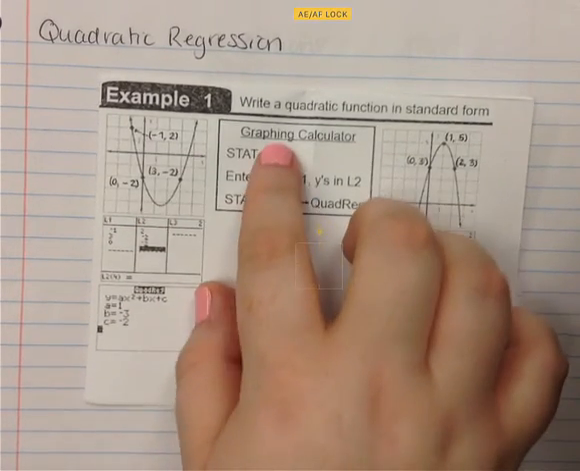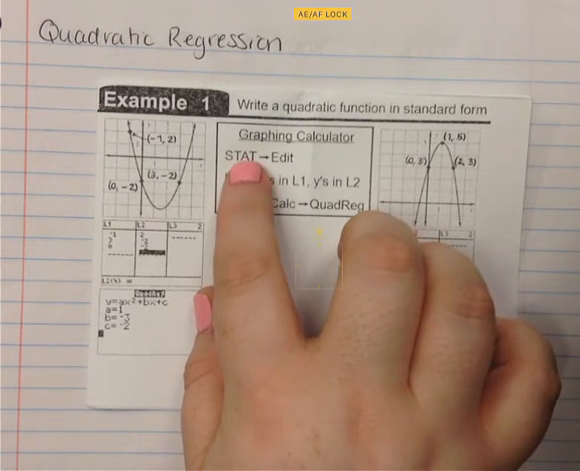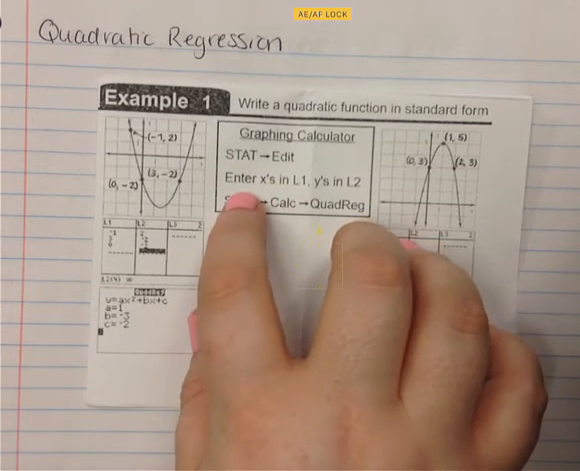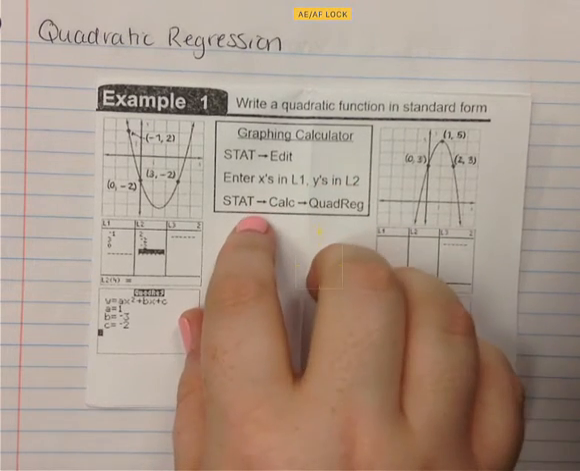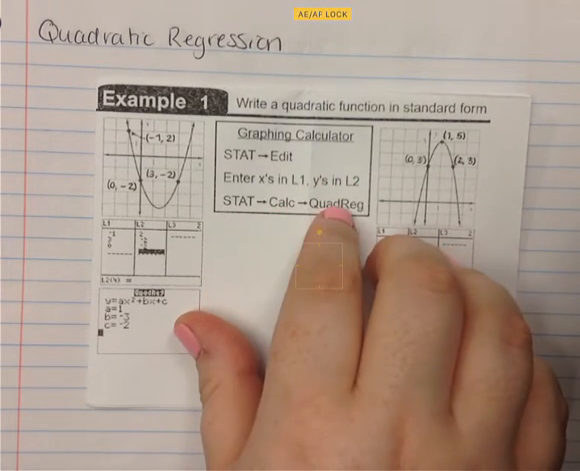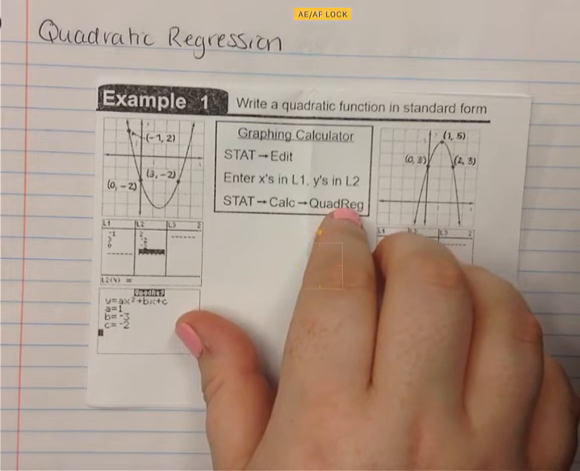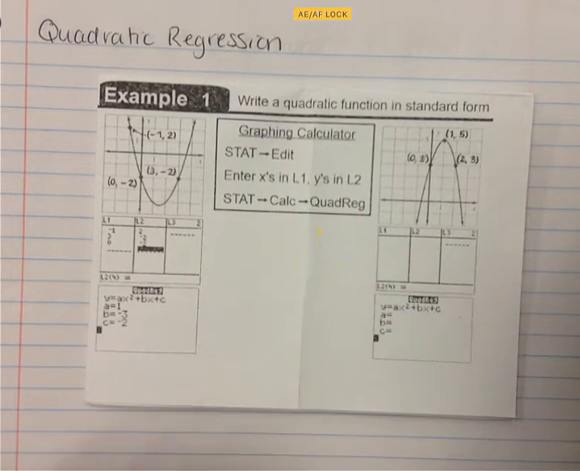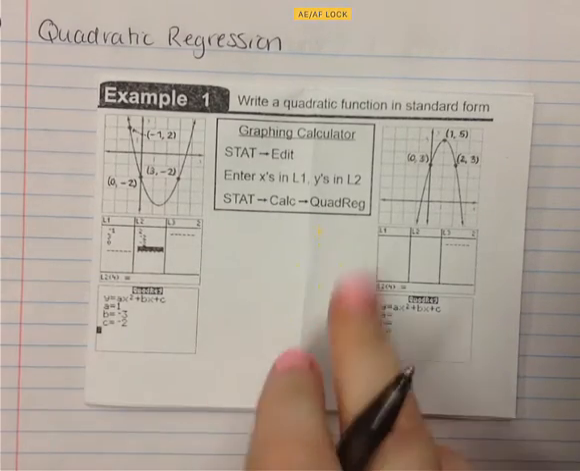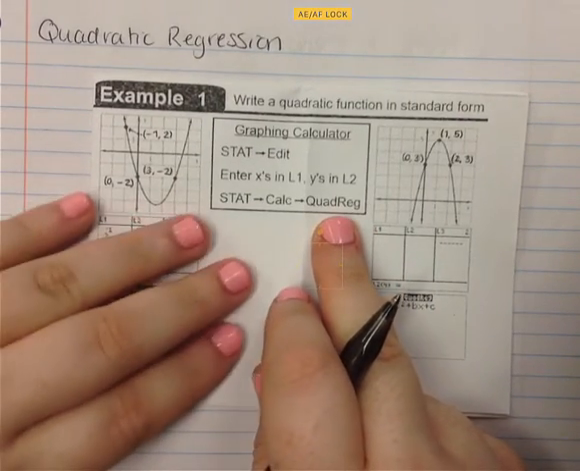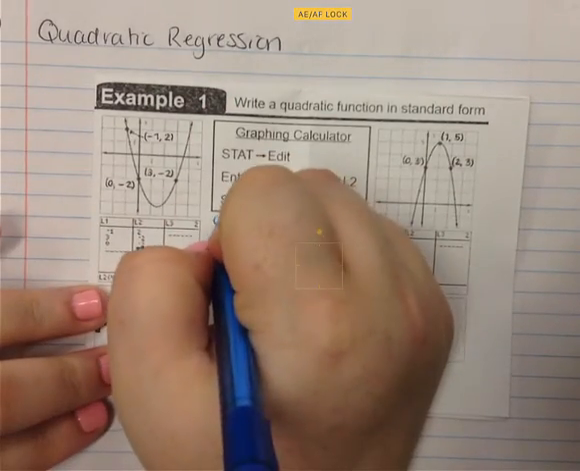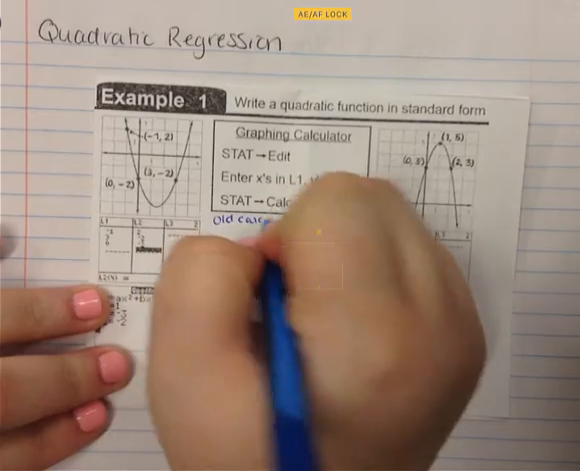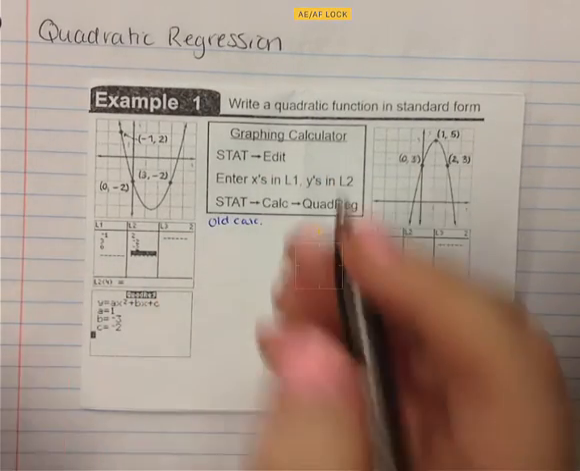So in our graphing calculator, we're going to press Stat, Edit. We're going to enter our X's in L1, our Y's in L2. Then we'll go back to Stat, Calc, QuadReg, because we're doing quadratic regression. But then this is where our calculators will deviate. Now, if you have the older type of calculator, as soon as you press QuadReg, it'll end up looking like this.